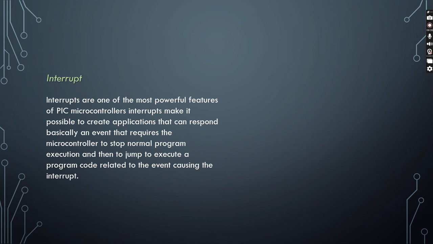Interrupts. Interrupts are one of the most powerful features of PIC microcontrollers. Interrupts make it possible to create applications that can respond to an event that requires the microcontroller to stop normal program execution and then jump to execute program code related to the event causing the interrupt. Interrupts are generally classified into two types: maskable and non-maskable. Maskable interrupts can be executed mainly, and non-maskable interrupts cannot be avoided. In any embedded system, interrupts play a key role.